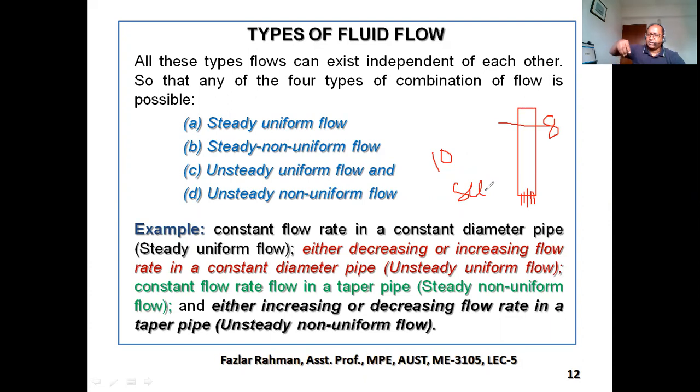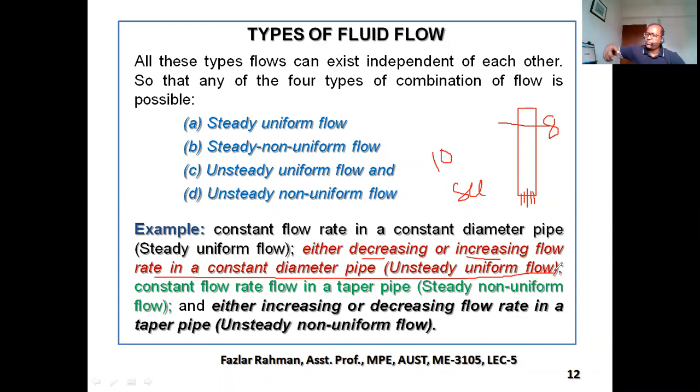That means at zero time, velocity is zero, as time increases, your velocity increases because you're opening more. Gradually, when you reach the full point, that means opening fully within 10 seconds, then velocity will be maximum. But at each time, every fluid particle will flow with the same velocity. So that is an example of unsteady uniform flow. Either decreasing or increasing flow rate in a constant diameter pipe is an example of unsteady uniform flow.